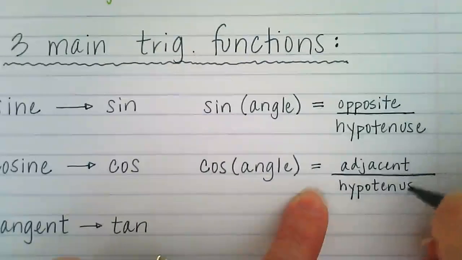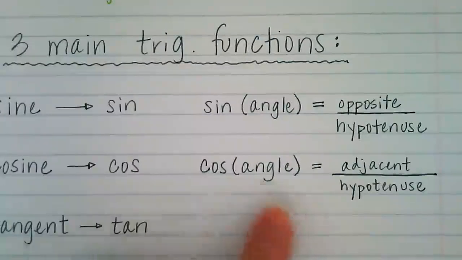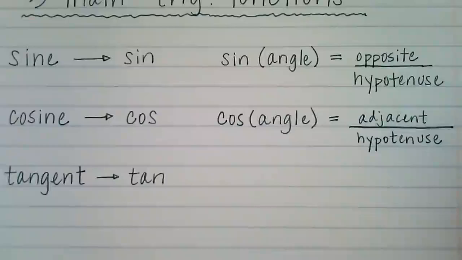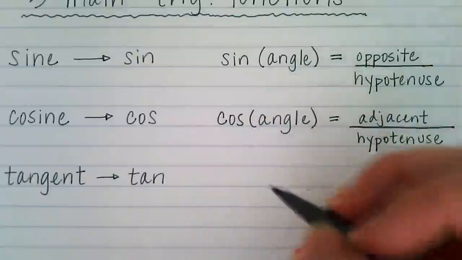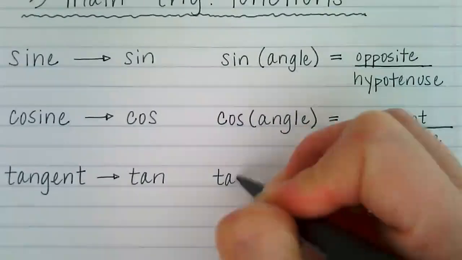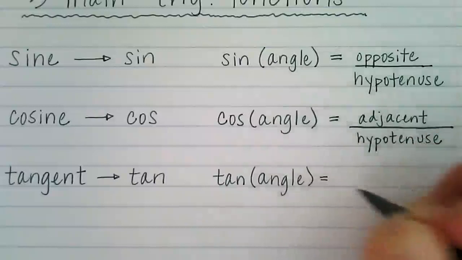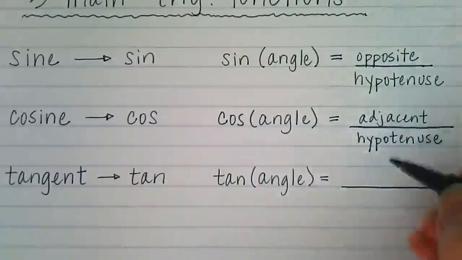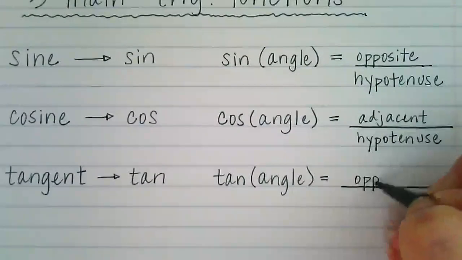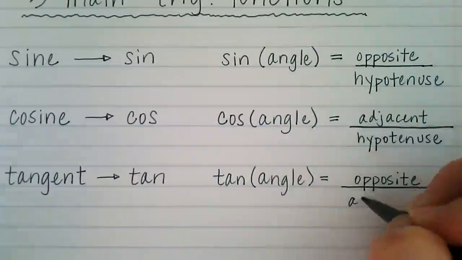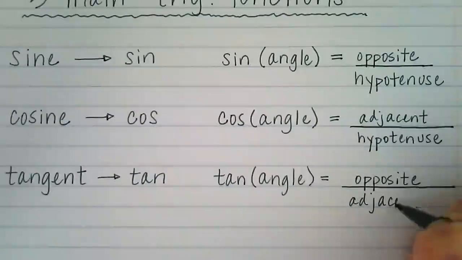So the ratio for cosine is adjacent over hypotenuse. All right, now last we have tangent, and you can probably take a guess that we're going to use opposite and adjacent because those are the two that haven't already been used. So we would have the tangent of the angle, and it is going to relate the opposite side with the adjacent side. So opposite over adjacent.